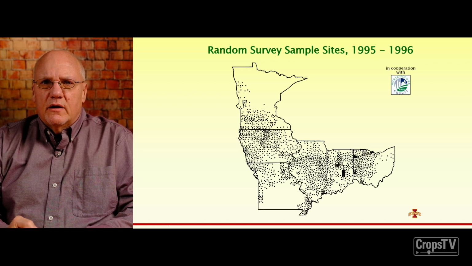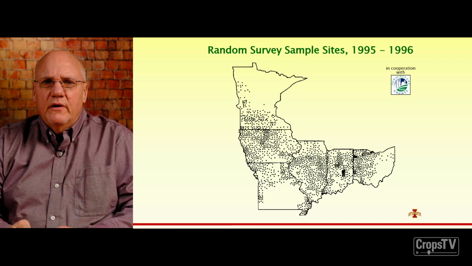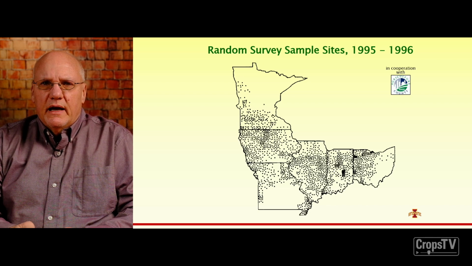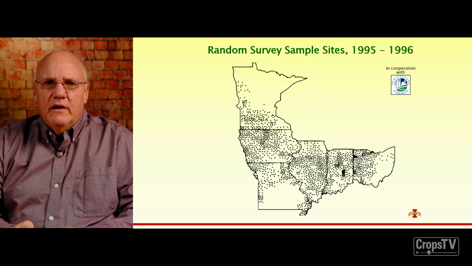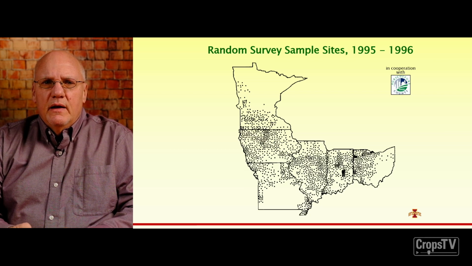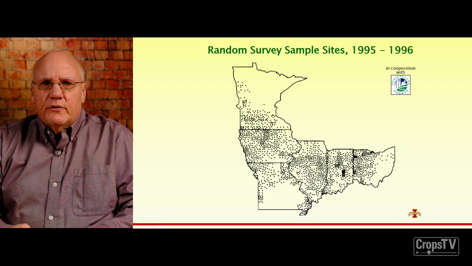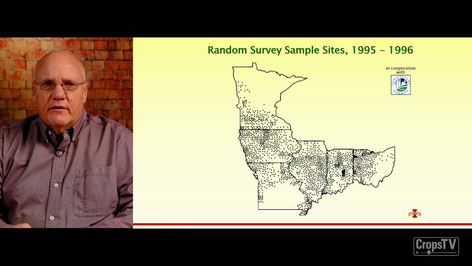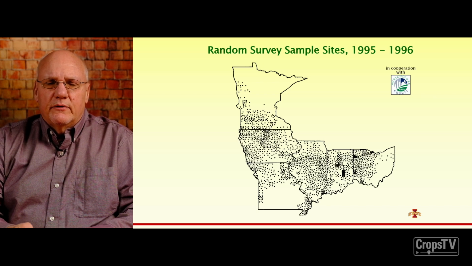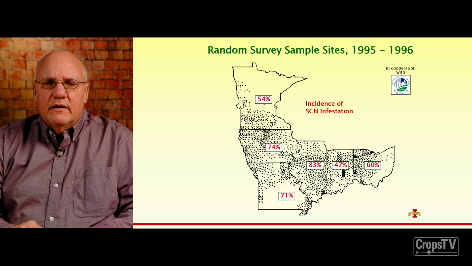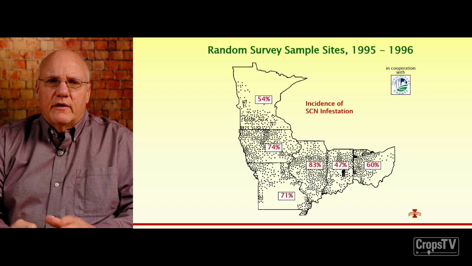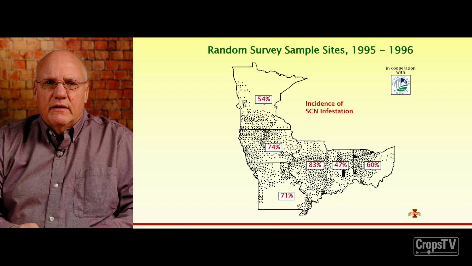To get that level of information, one would have to do a survey of individual fields, and we had a very large project in the mid-1990s where we partnered with the USDA National Ag Statistics Service. They randomly selected fields in the states you see on the screen, and we paid them to pull soil samples. Every dot on the map there represents a sampled field. All those soil samples were sent to Iowa State University where we processed them for soybean cyst nematode. And here is the percentage, or incidence, of infestation we found in the various states.